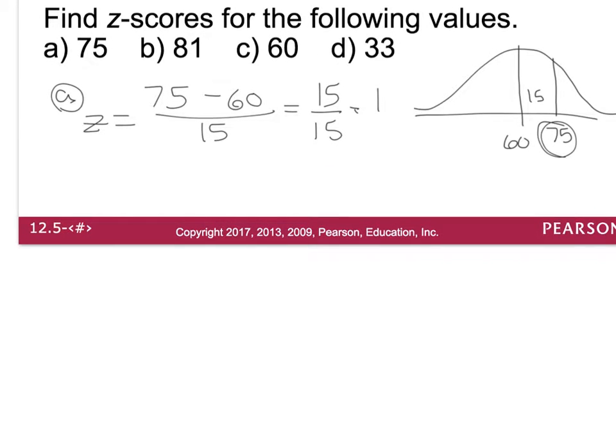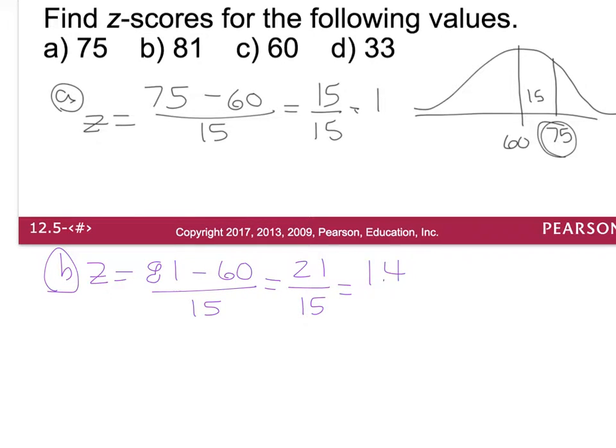Let's look at the 81. Our value is 81, our mean is 60, and our standard deviation is 15. If you do the subtraction, you'll have 21 over 15. You always want to turn these into a decimal, so that would be 1.4. If you look at your average, here's 1 standard deviation and here's 2 standard deviations. We're 1.4 standard deviations away from the mean when we're at 81.